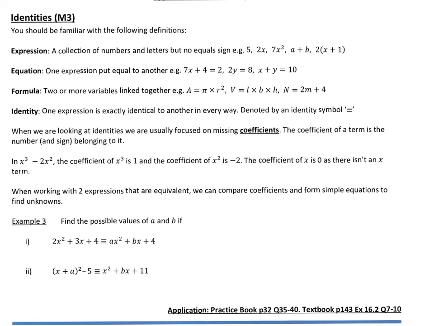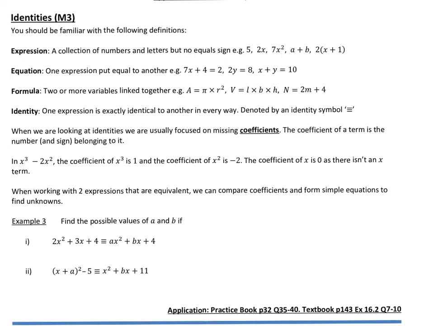equation. A formula is very similar to an equation, only in that the letters or the variables that are linked actually stand for something. So when A equals pi r squared, the A represents area and the r represents the radius. In V equals l times b times h, the volume is equal to the length times the breadth times the height. So they stand for something. Or again, you could have the nth term equal 2n plus 4. But essentially you've got one variable being related to the other. So that is a formula.